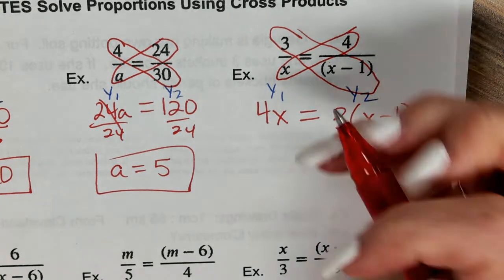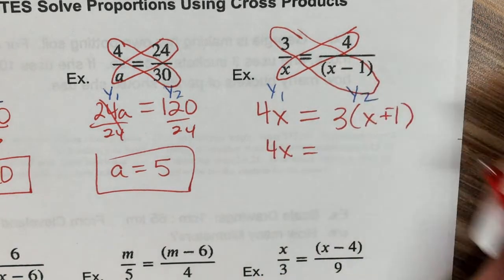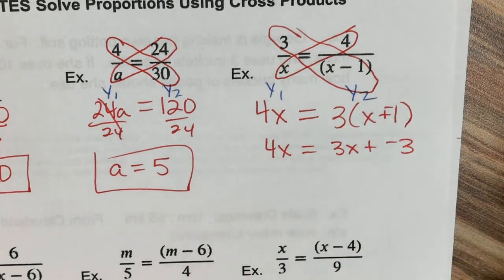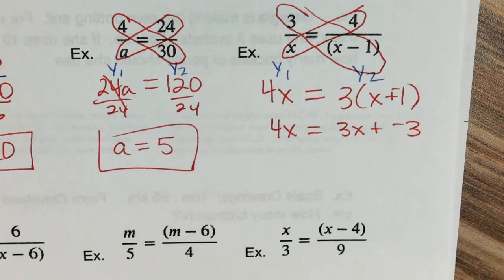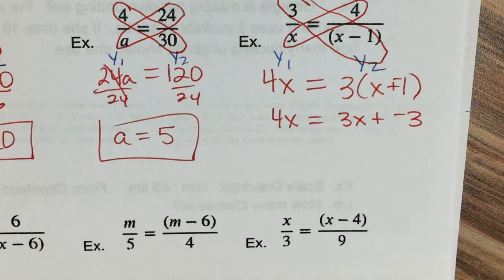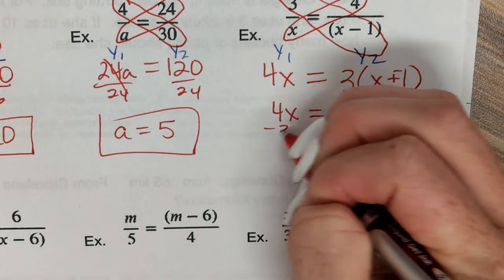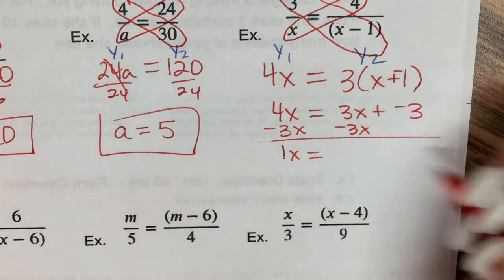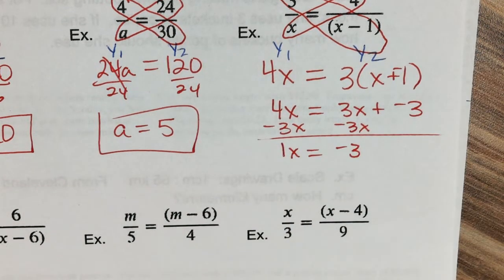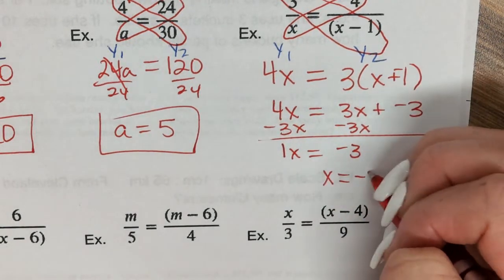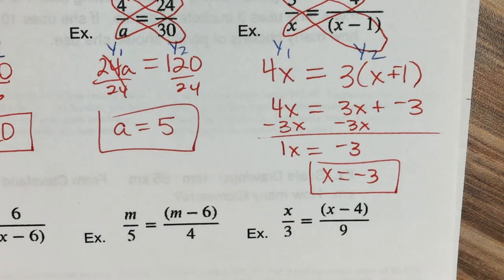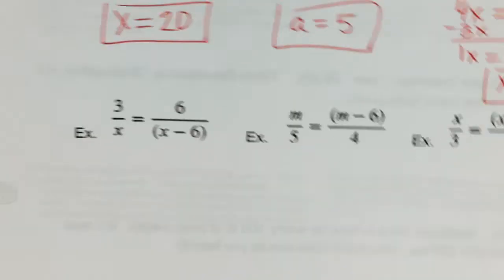So I have 4x equals, I would change it to 3x plus negative 3, because I distributed, yes. How would I get rid of this 3x? So I have 1x equals negative 3. And if I divide by 1, I'm just going to get negative 3. Are we okay? So the only thing you're going to have to be able to do is the cross products. All right, let's try the next one.